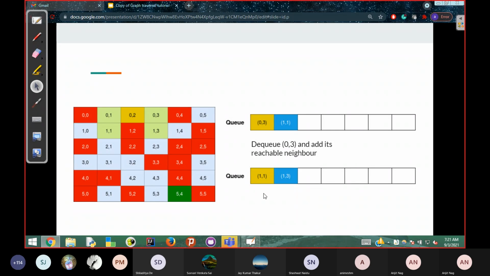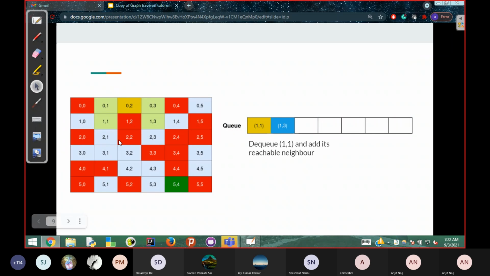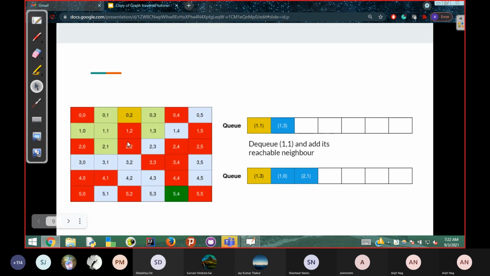Now what will be the next element we want to dequeue? Which is the front element? See, it is 1 1. So this is the 1 1 element we want to dequeue. Okay. Now 1 1 has four options: 0 1, 1 0, 2 1, and 1 2. So you can go in any one of the directions from 1 1. But among these four options, 0 1 is already visited and 1 2 is an unstable node. So we have only two options left: 1 0 and 2 1. Okay, so we are adding 1 0 and 2 1, and also marking them.